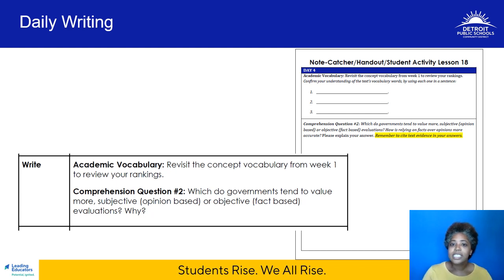First, you're going to revisit the concept vocabulary from lesson 15 and review your rankings. Remember, we rank the words from 1 to 5 depending on how familiar you were with them. Now that you've seen the words being used in context, you've read the text, have your rankings changed? Maybe there are some words that now you feel a lot more comfortable with. I'd like you to select 3 of the words and write a sentence with each of them in your note catcher. Next, you'll move on to the comprehension question.